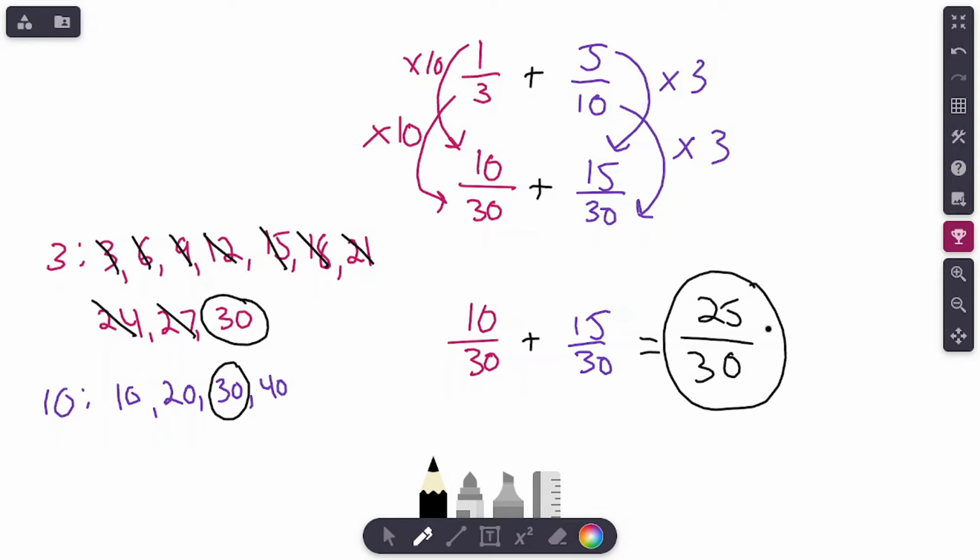Perfect example of making a mistake, finding that mistake, and fixing that mistake. I make mistakes too. It's really important that we find them, learn from them, and move on. Okay? So there's our first problem. Answer is 25 thirtieths. Let's do another addition problem together.